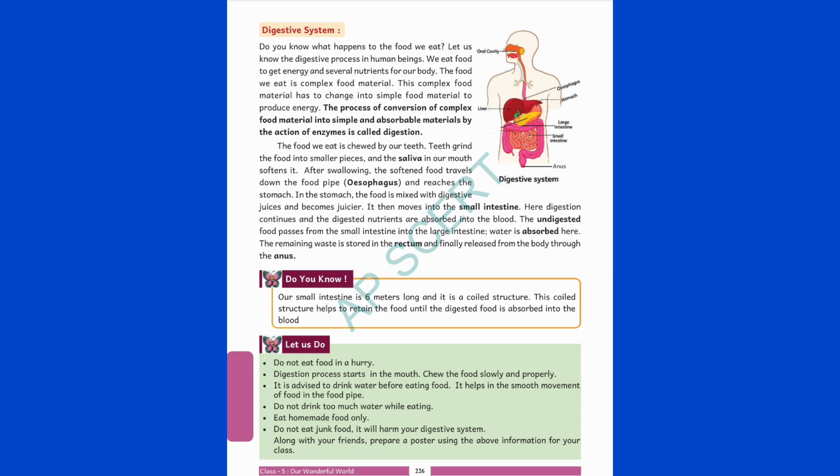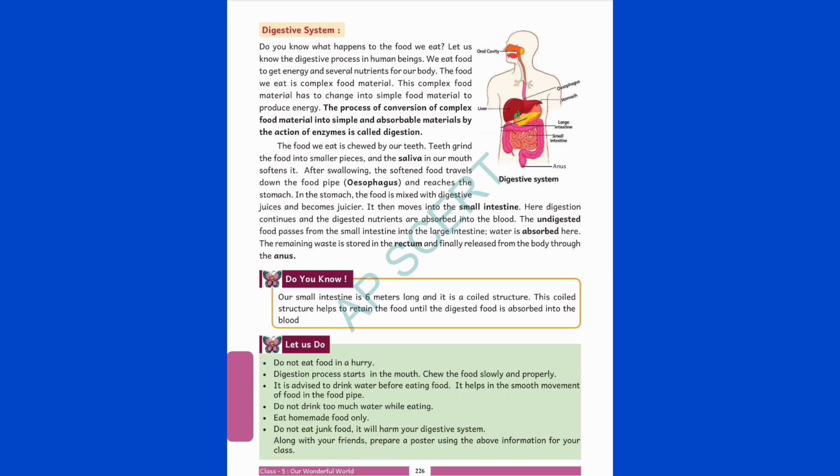The process of conversion of complex food material into simple and absorbable materials by the action of enzymes is called digestion. Parts in the digestive system: 1. Oral cavity. 2. Liver. 3. Esophagus. 4. Stomach. 5. Liver. 6. Large intestine. 7. Small intestine. 8. Anus.